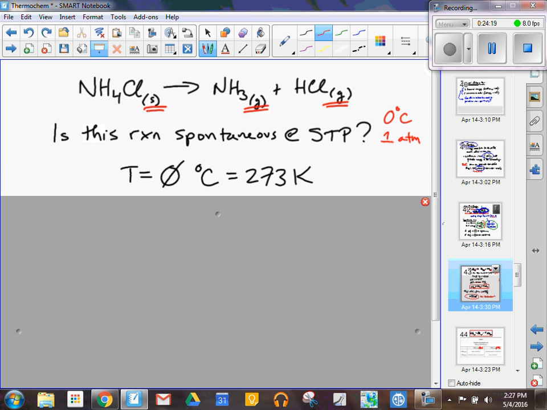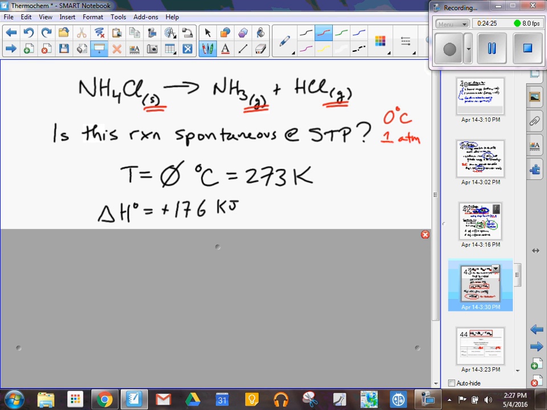I would have to give you the values. First of all, the temperature is easy. You can convert that to Kelvin, so the temperature is 273 K. The delta H is endothermic. So this is an endothermic reaction. I have to add heat. In fact, we can put the number here, 176 kilojoules, positive. Meaning endothermic, we've got to add heat to the reaction to decompose this to ammonia gas and HCl, hydrogen chloride gas.